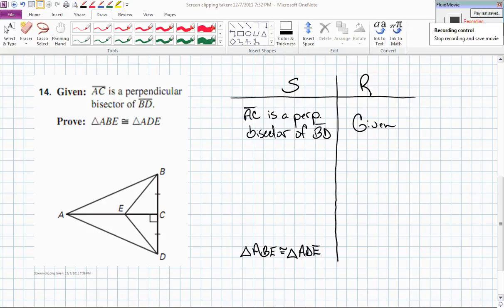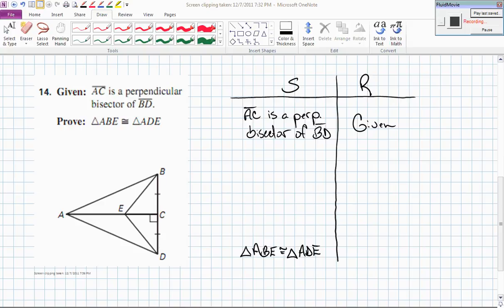Okay, to finish this particular proof, let's take a look at the given. It says that line segment AC is a perpendicular bisector of line segment BD. So if we take a look, that's been marked for us. Perpendicular bisector. Here it's cutting this segment BD in half so that BC is equal to CD.